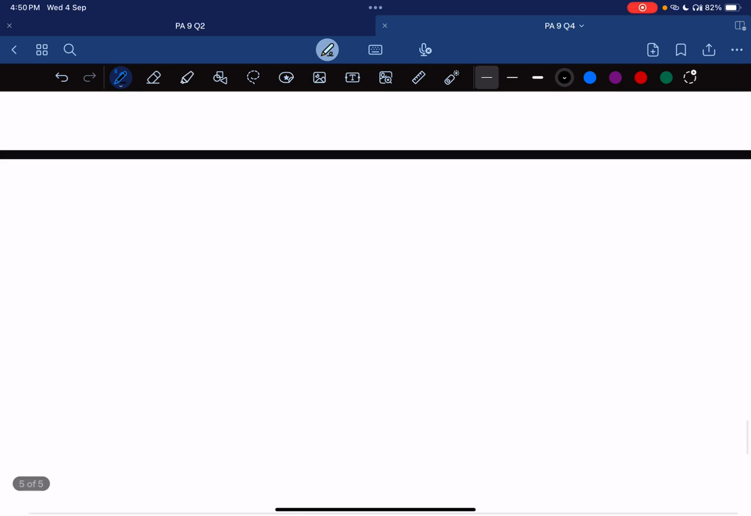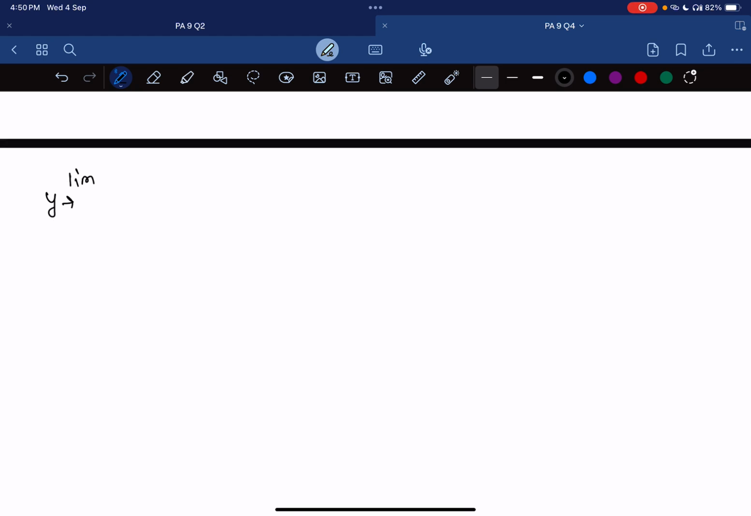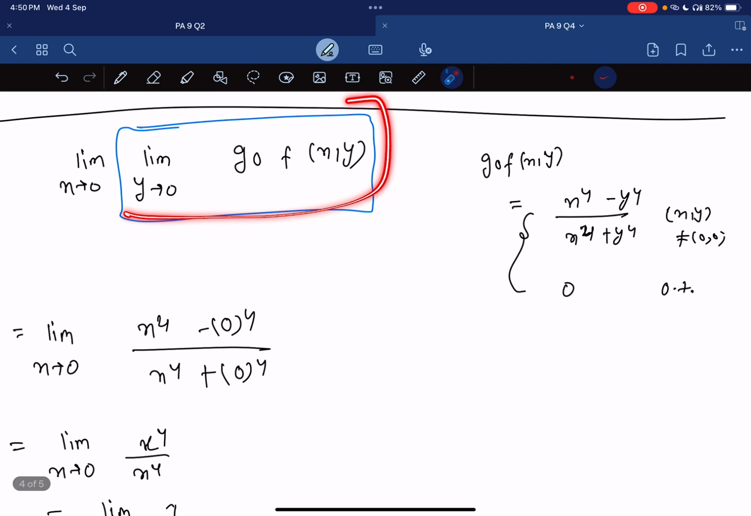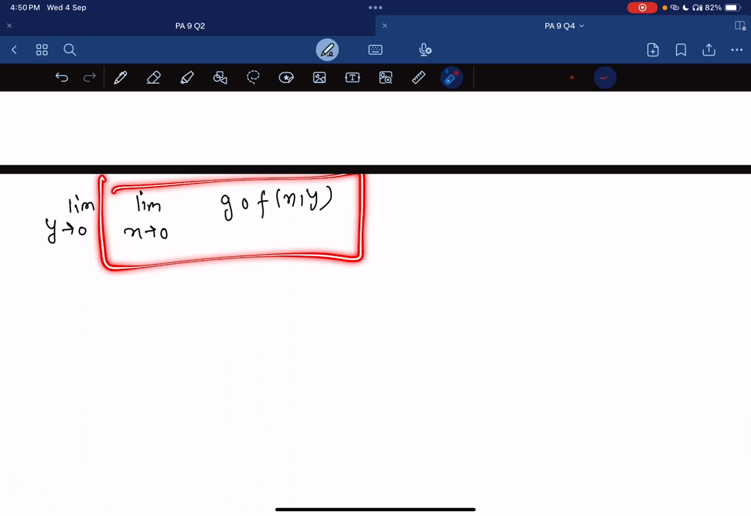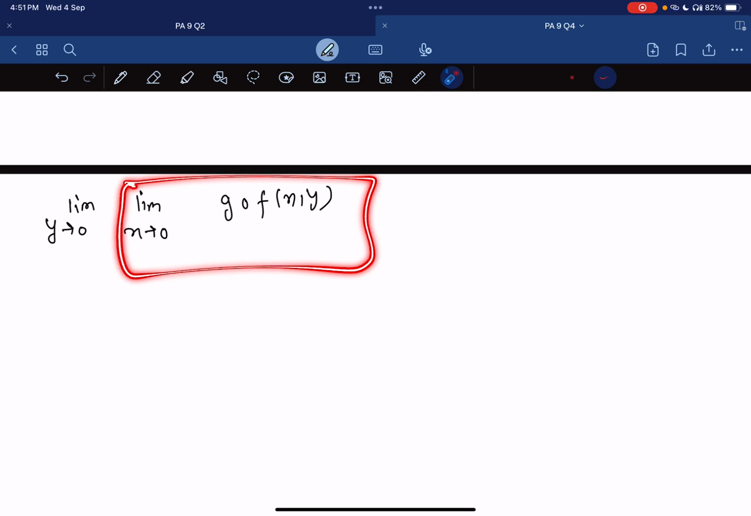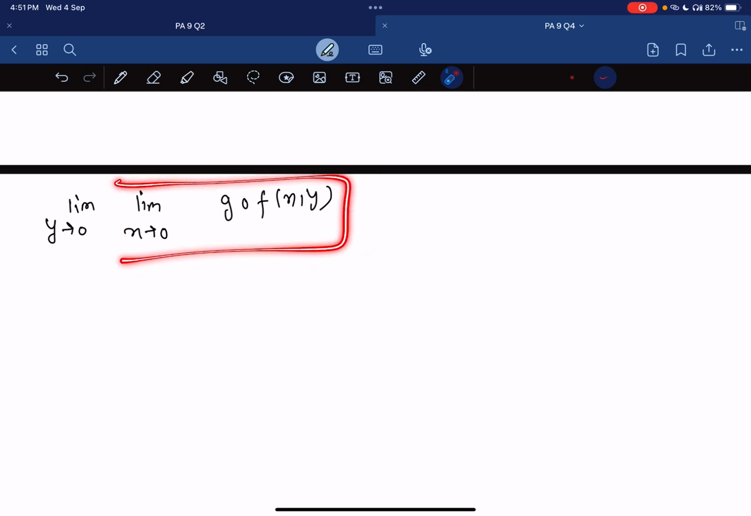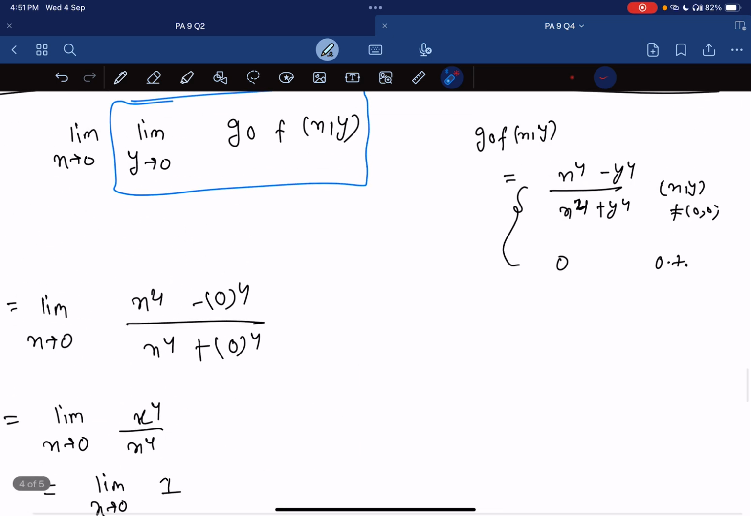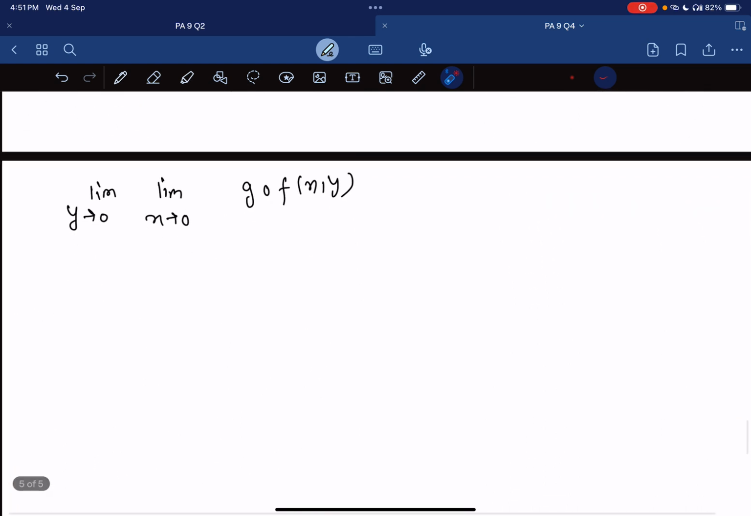Now limit y tends to 0, limit x tends to 0 for g of f x comma y. Notice there's a difference between what we did first. First here, we first find the limit with y and then with x, while here we will first find the limit with x and then with y. So just like we did before, we will first solve this much part, and because again for finding the limit when x tends to 0, the function does not become undefined here. So we can just directly put x value to be 0 here.